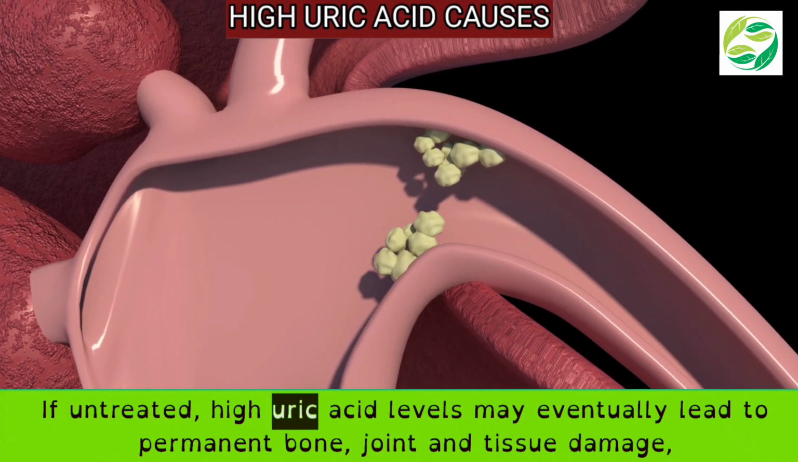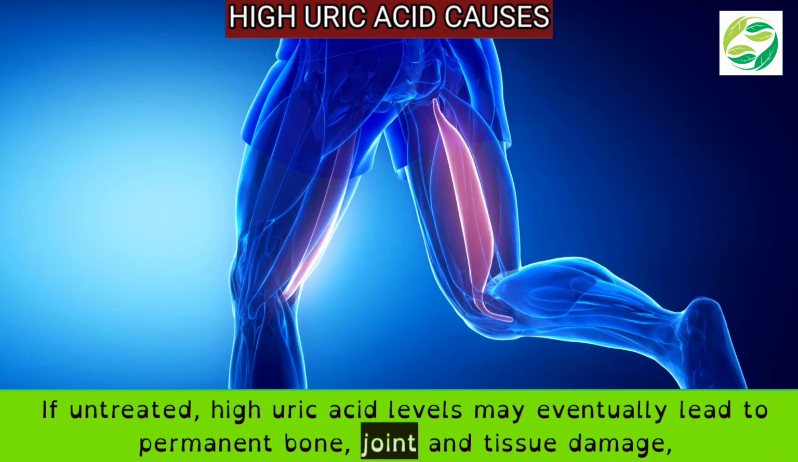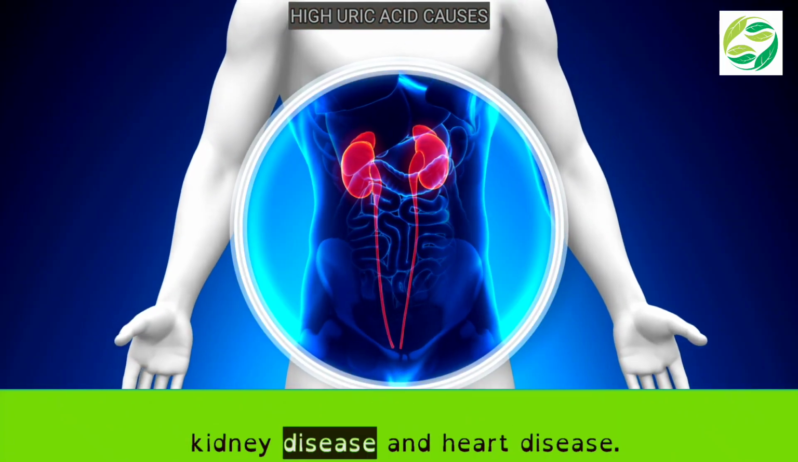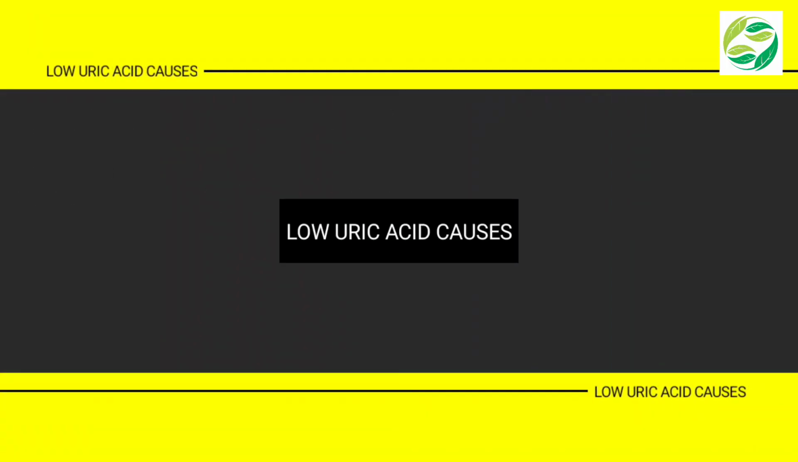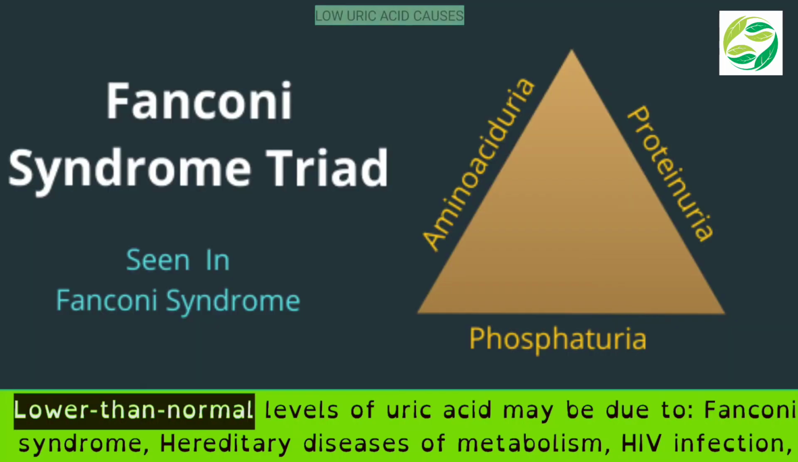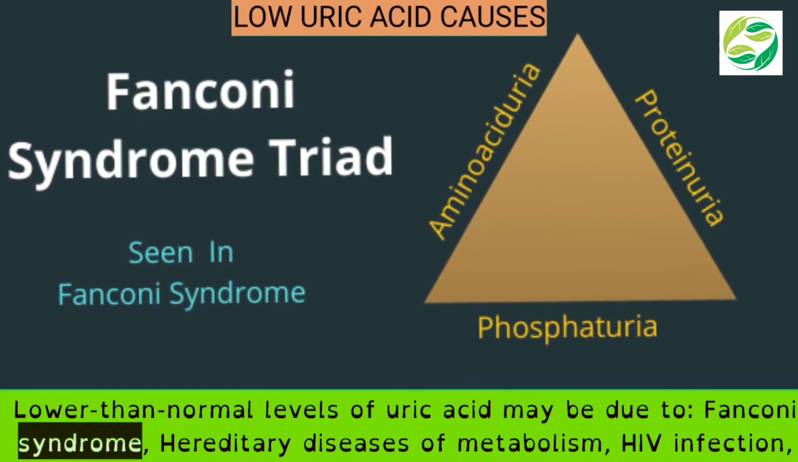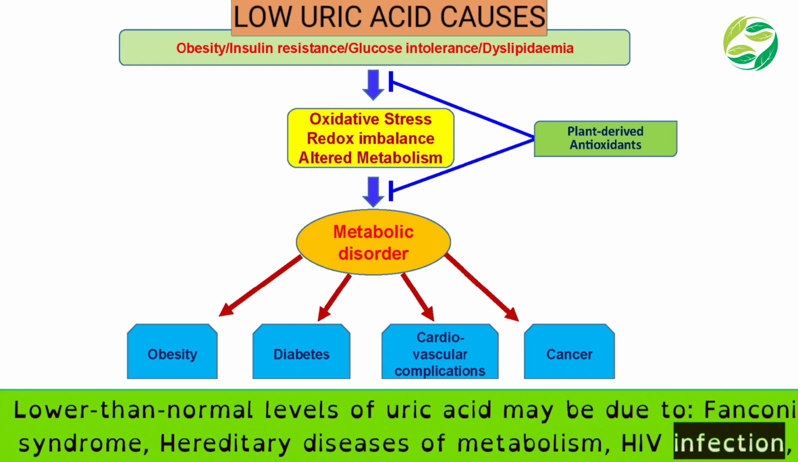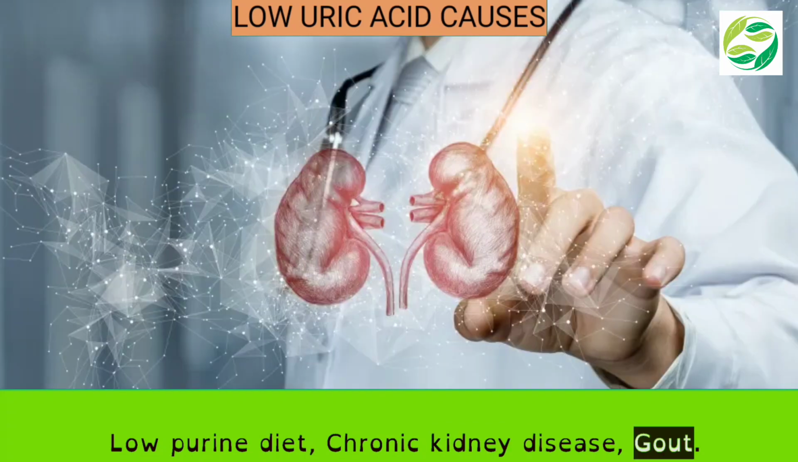If untreated, high uric acid levels may eventually lead to permanent bone, joint and tissue damage, kidney disease and heart disease. Low uric acid causes. Lower than normal levels of uric acid may be due to Fanconi syndrome, hereditary diseases of metabolism, HIV infection, low purine diet, chronic kidney disease, gout.